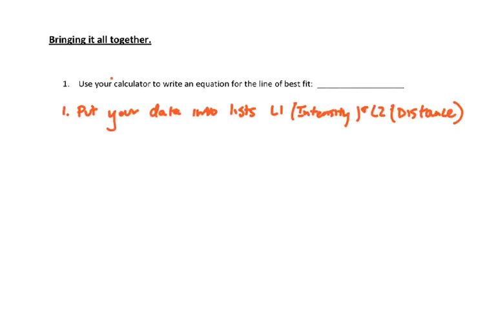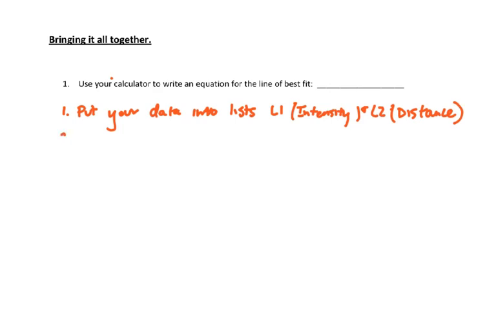So now that you've watched that video, which you definitely must pause and watch, and if you haven't, I'm going to say it again, you must pause and watch that video. You're going to put your data into lists by going to Stat, then Edit, then put the data into L1 and L2. Intensity was our X value, so that's going in L1. And distance was our Y value, that's going into L2. Make sure you have all 15 data points put in.